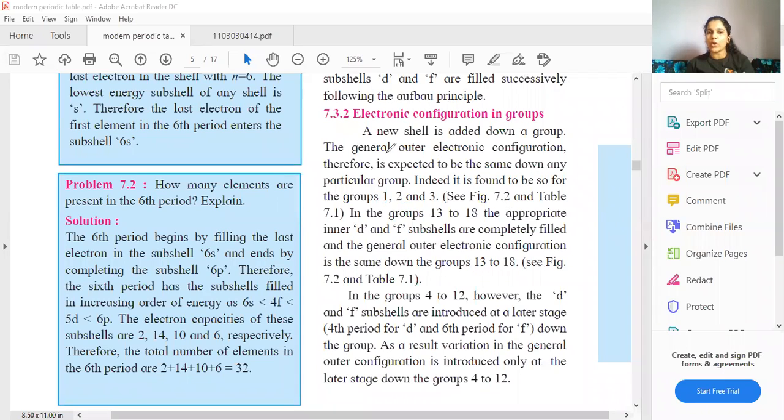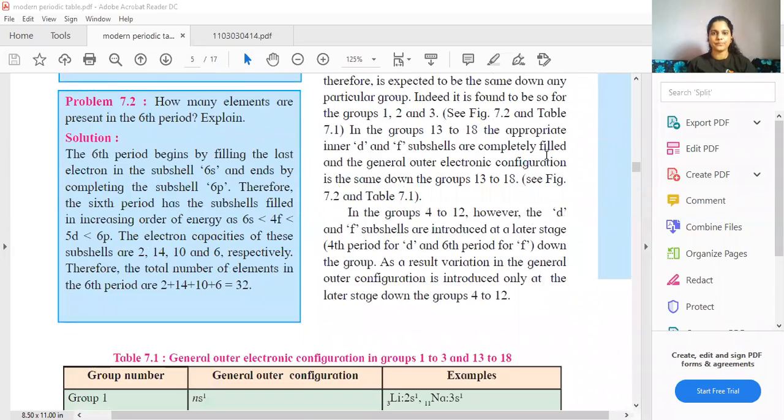For now, what you can do is just mark this statement and keep it. Just mark this much and keep that when I consider any one group, any random group I'll give you, the elements in that group will have a similar configuration. That is what this paragraph is trying to tell you. So I hope you have marked this statement. Let us see what is written below.